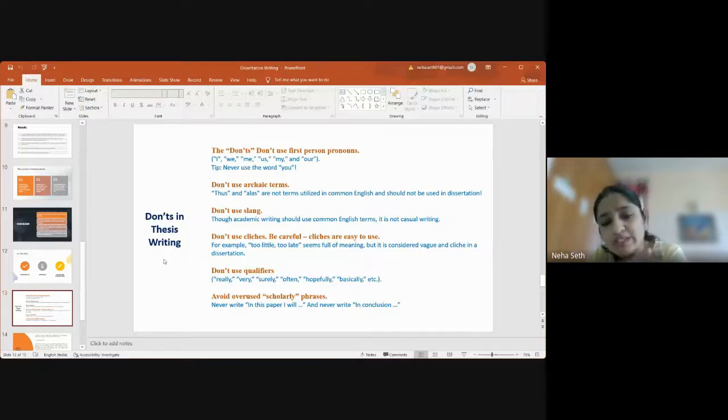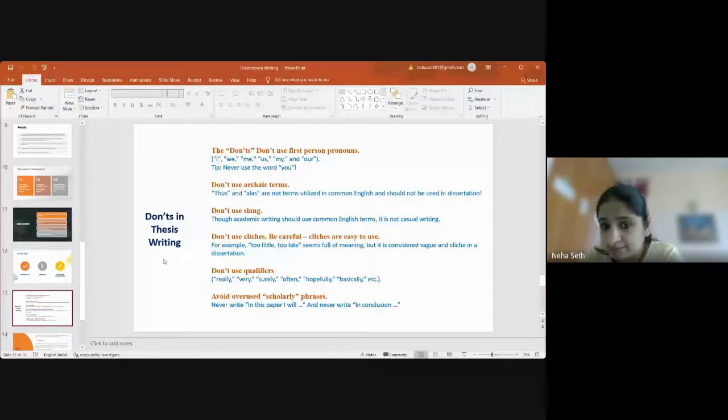Then don't use archaic terms like thus, alas. These are not terms utilized in common English. So try to avoid these kinds of terms in your dissertation.